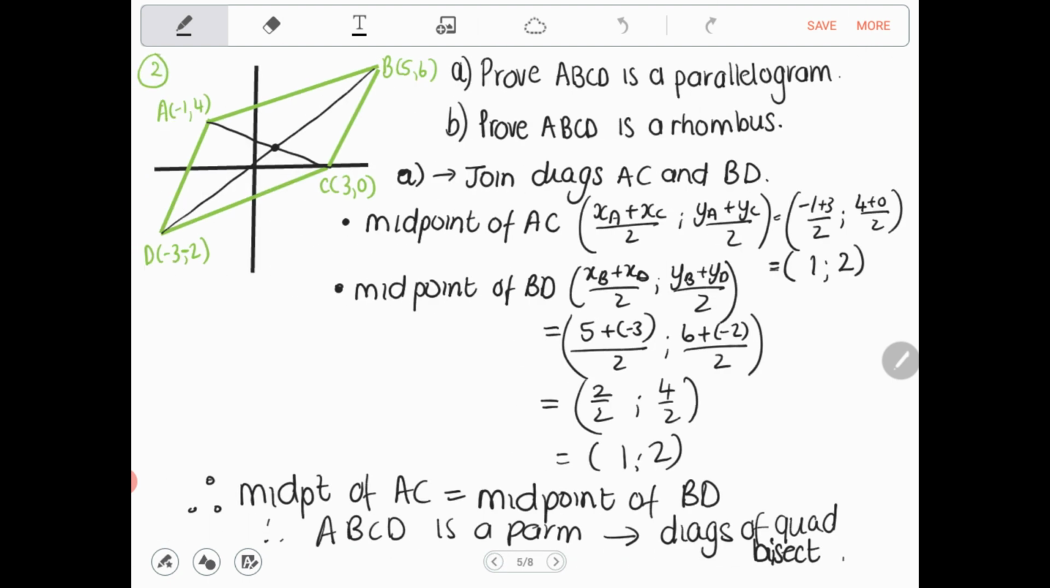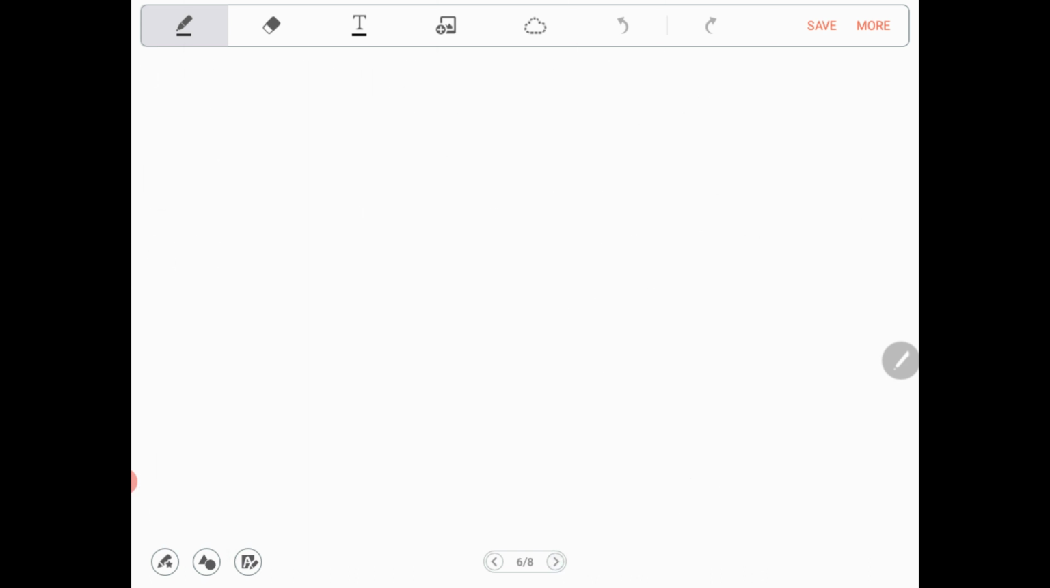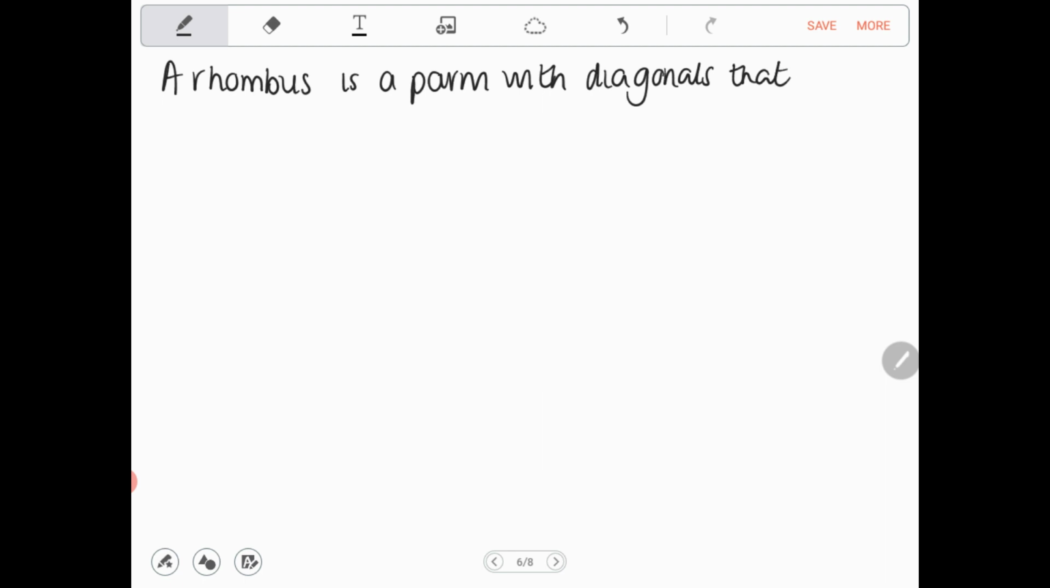Right, now what do we need to do? We need to prove that ABCD is a rhombus. Okay, now a rhombus is a parallelogram with diagonals that are perpendicular. So if I can prove that my two diagonals are perpendicular, then that parallelogram that I've just proved must now be a rhombus. Okay, so what I need to do is find my two gradients. What is the gradient of AC?